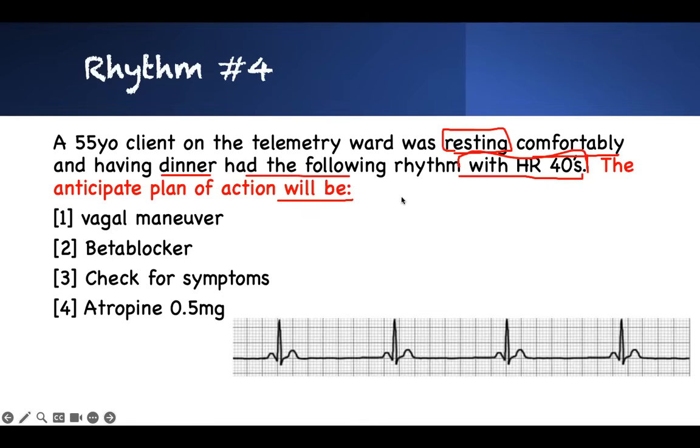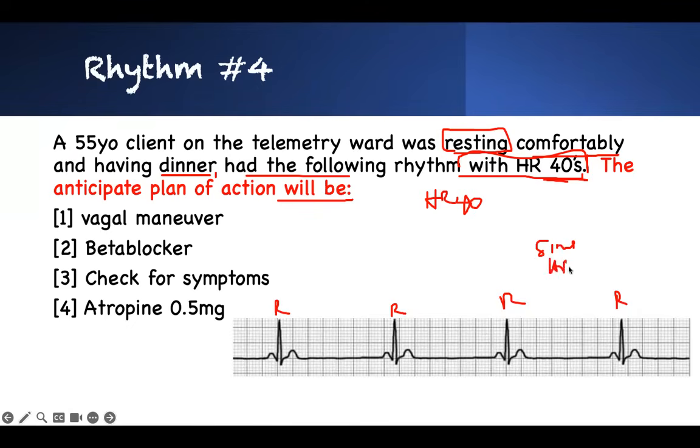I have a patient who is just sitting down, eating, comfortable, enjoying his food, and the rhythm shows a heart rate of 40, but he looked fine. What would you do? And this is the EKG. You check what is the rhythm. Is it sinus? Just by looking at it, you have to eyeball it. The distance from R to R is the same, so I have a sinus rhythm.